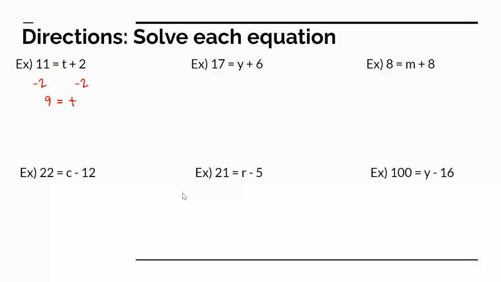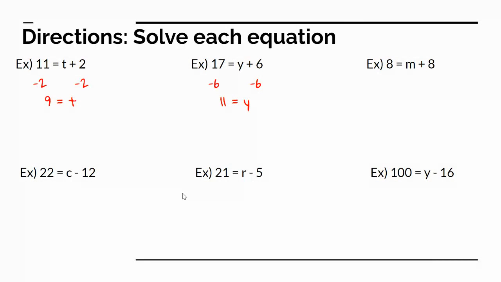Same thing with the next equation, 17 equals y plus 6. I'm still trying to get y by itself, so that plus 6 is in the way of y being isolated. So using inverse operations, the opposite of plus 6 is minus 6, so I have to subtract 6 from both sides. 17 minus 6 is 11.